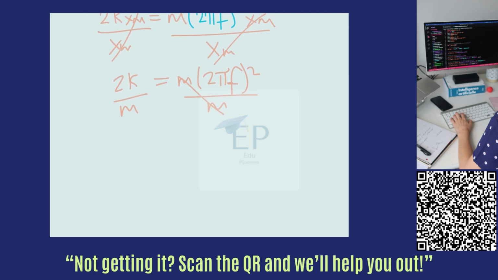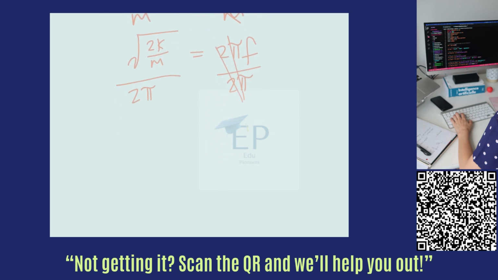If I keep going, I'm going to want to take the square root. So I'll have the square root of 2k divided by my mass equals my 2 pi f. And then finally, divide both sides by 2 pi so that my frequency is all by itself. So in the end, my final equation for frequency is going to be frequency equals the square root of 2 times my spring constant divided by my mass, all divided by 2 pi.